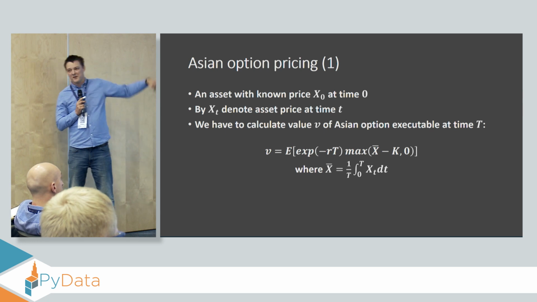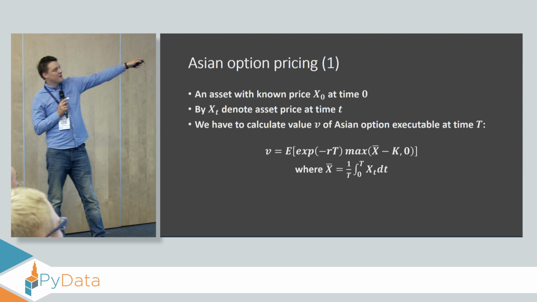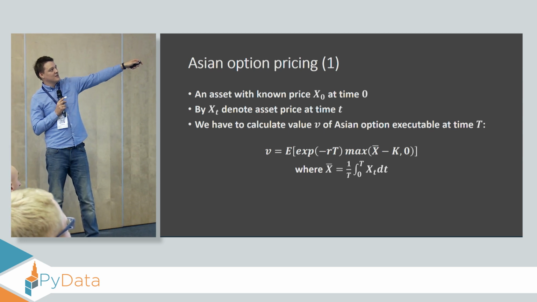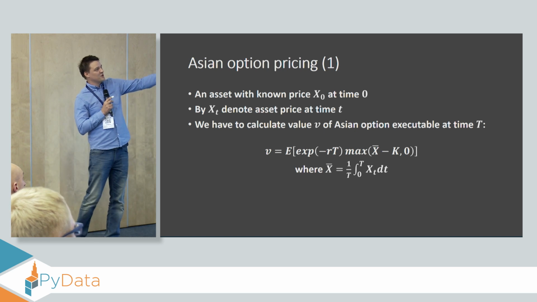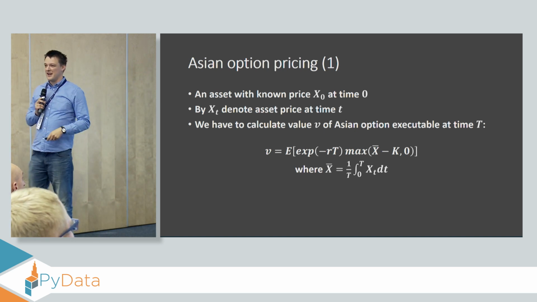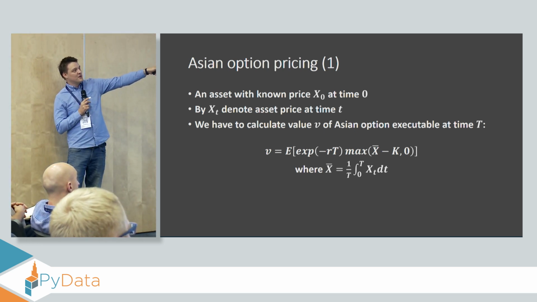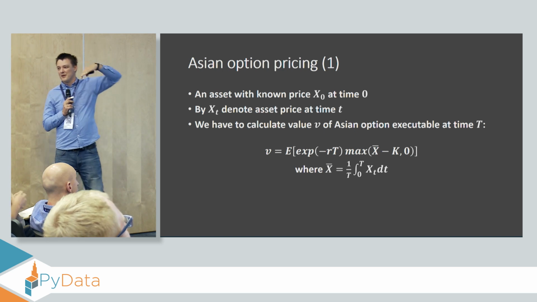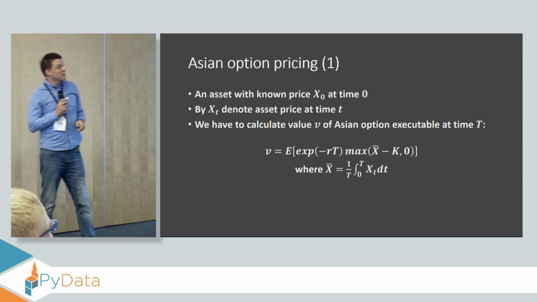This is a problem of pricing an Asian option. The formula is not so important. The issue is that I have to calculate the average of some random stochastic process over some period and decide whether it's below or above the strike price of the option.